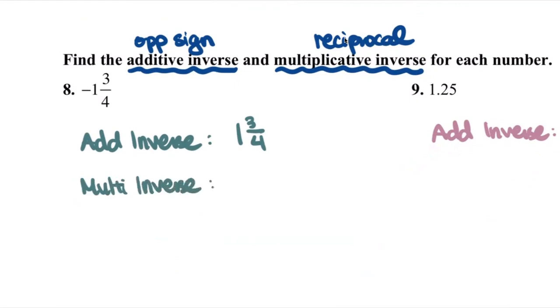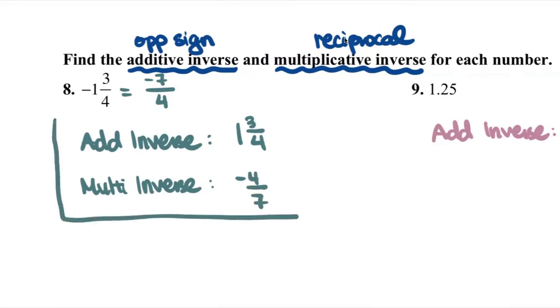It's a little bit trickier to see the reciprocal when it's in a mixed fraction like this, so I'm going to go ahead and convert this to an improper fraction. If you don't remember how to do that, you just do 4 times -1 plus 3. And that's how I got my -7. And then I can do the reciprocal of that by flipping it around. So -4 over 7. And that's my multiplicative inverse.